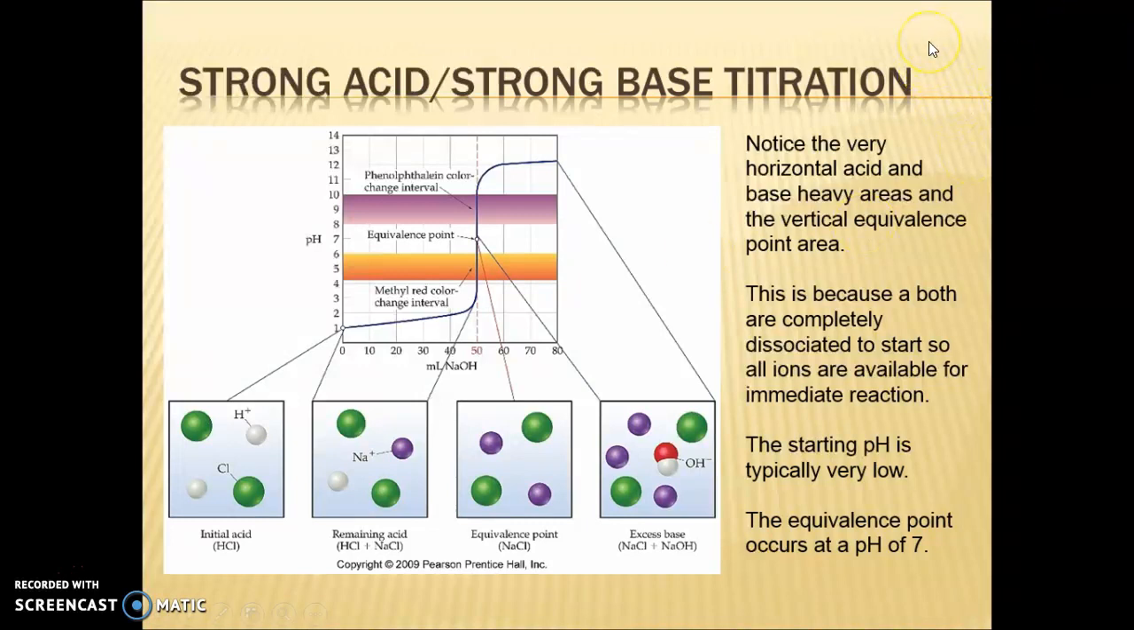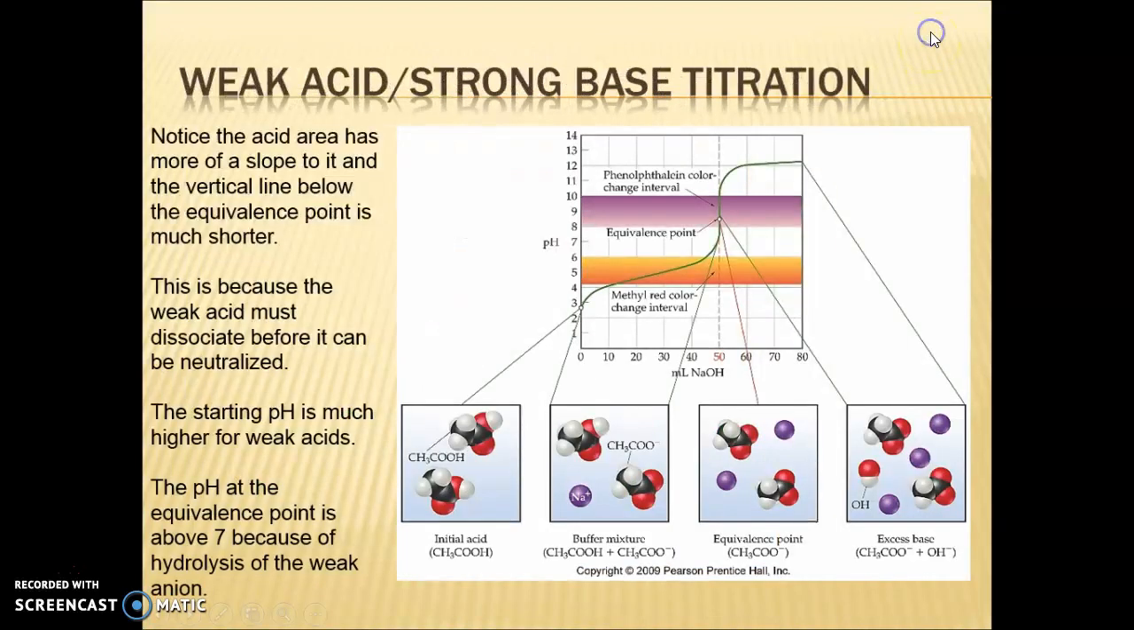That's going to look a little bit different, so take a mental picture of this. It's going to look a little bit different than the next slide. Here's what happens when you have a weak acid titrating with a strong base. So we still have sodium hydroxide. So notice that it's still pretty vertical up here. But take a look at what the bottom area looks like.